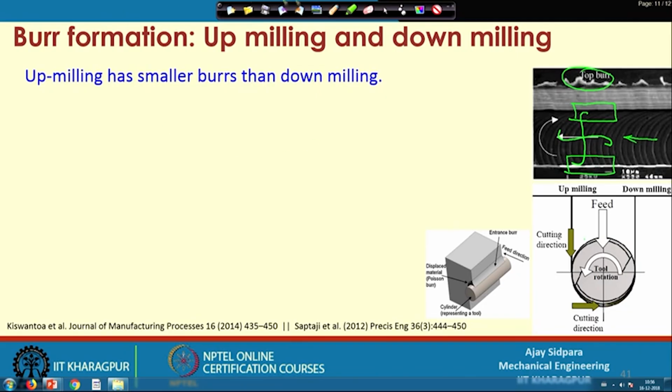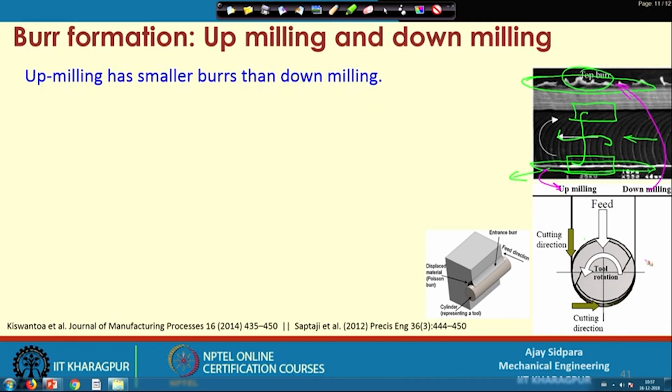Now consider this: on this particular side you will find very little burr formation, but on this side you will find a lot of burr formation. So, this side is the up milling side, and this one is the down milling side.